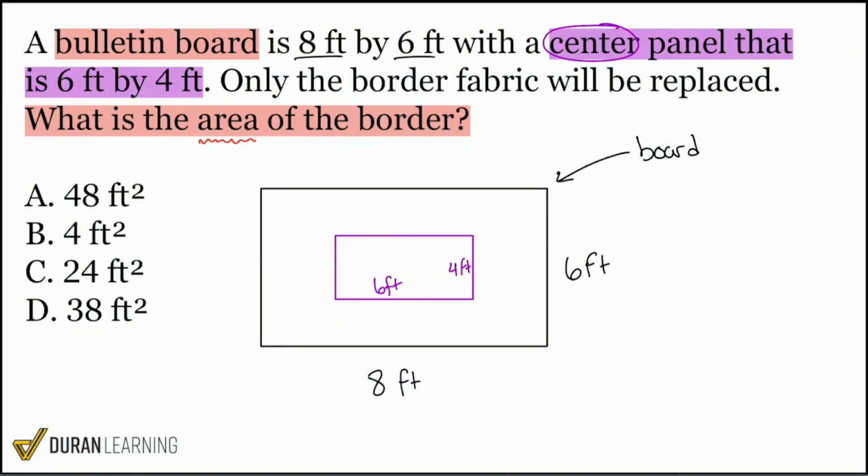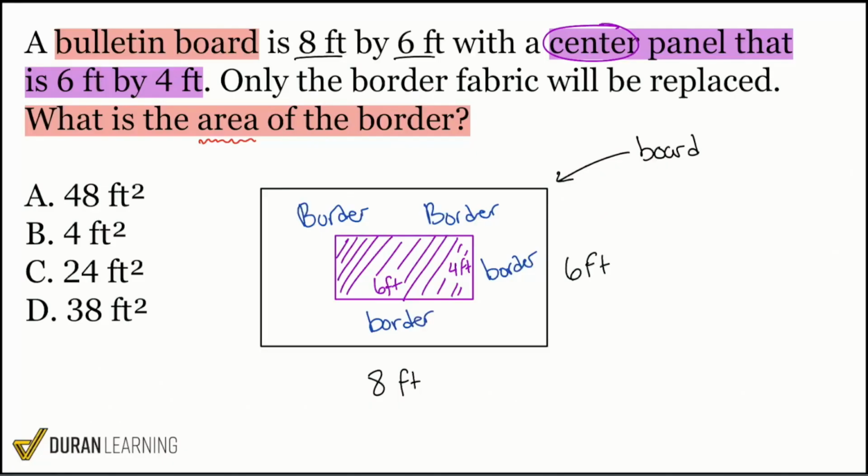Notice what it says. It says, only the border fabric will be replaced. Again, only the border fabric is going to be replaced, and we want to know the area of that border. My party people, check this out. This center panel, are we including that? No, we are not. We are including this. This is the border, this right here. This part here on the outside. Outside the purple, but inside of the black. Right here, this is the border.